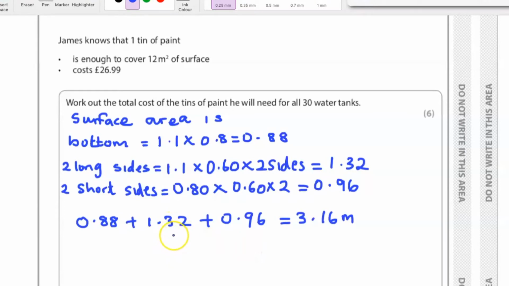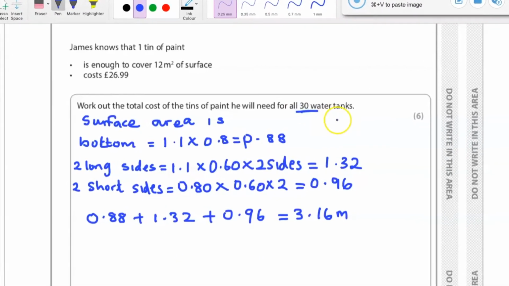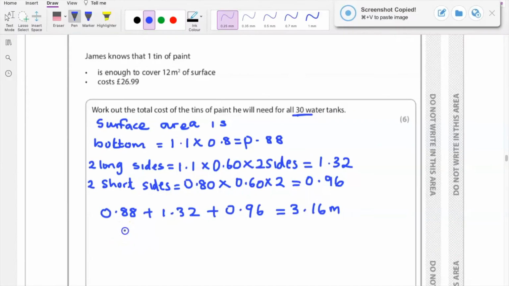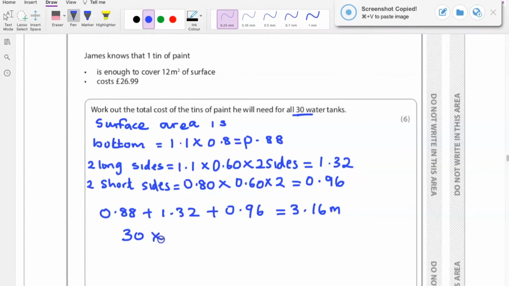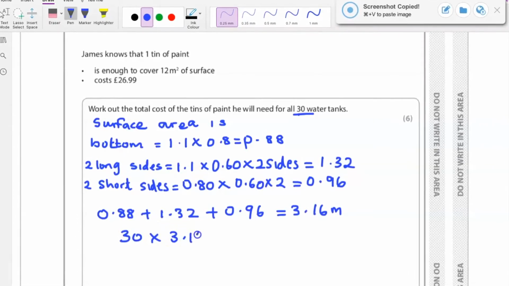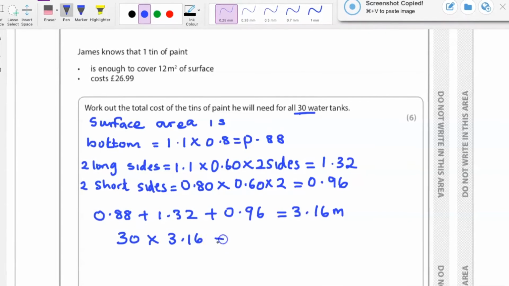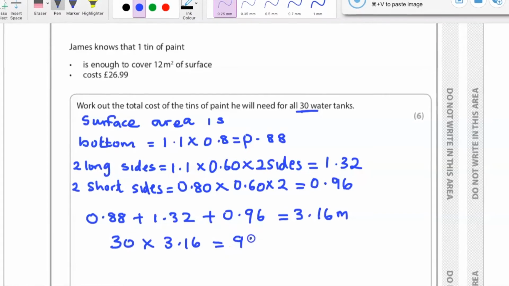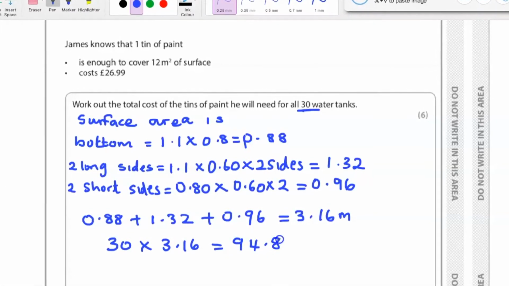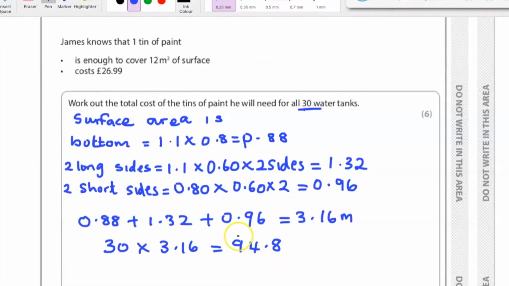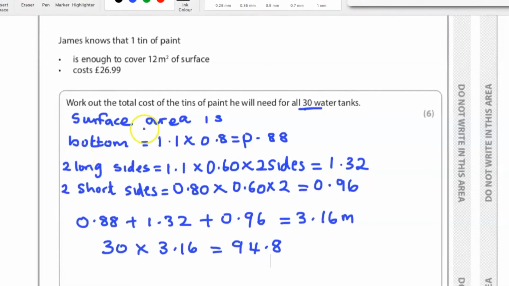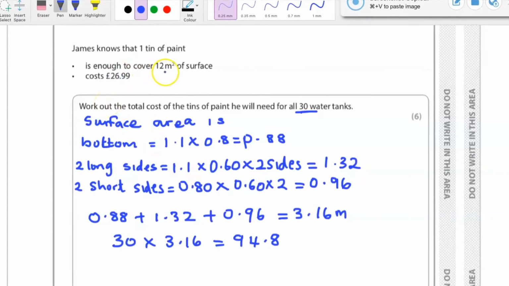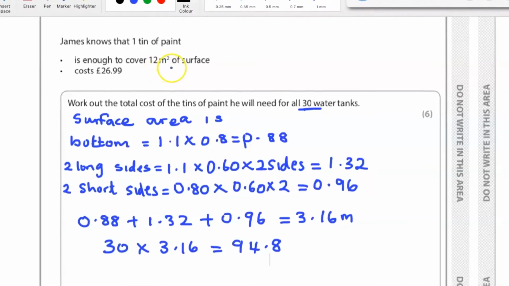So now we need this. The question says we need it for 30 tanks, so we times 30 times 3.16. If we put this into our calculator, we get 94.8. From your question, we see that one tin will cover 12 square meters.